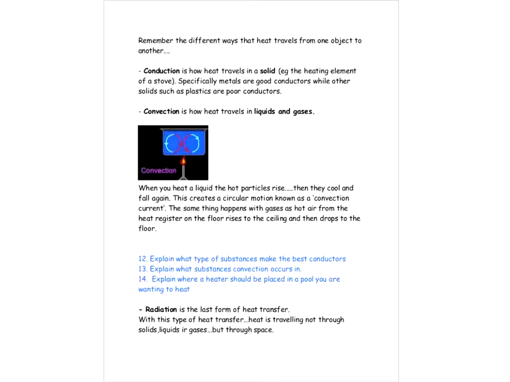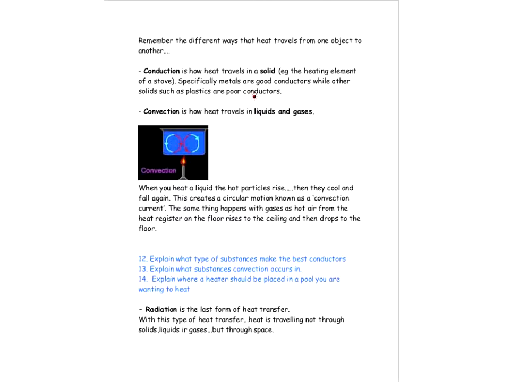Okay. Now remember, there are different ways that heat travels from one object to another. There's different sorts of what you call heat transfer. One is called conduction, and that's how heat travels in a solid. For example, if you think about the heating element of a stove, if you put something on a stove, that's going to be conduction. Heat is moving from the element to the pot. Now specifically, metals are good conductors, while other solids like plastics are poor conductors.